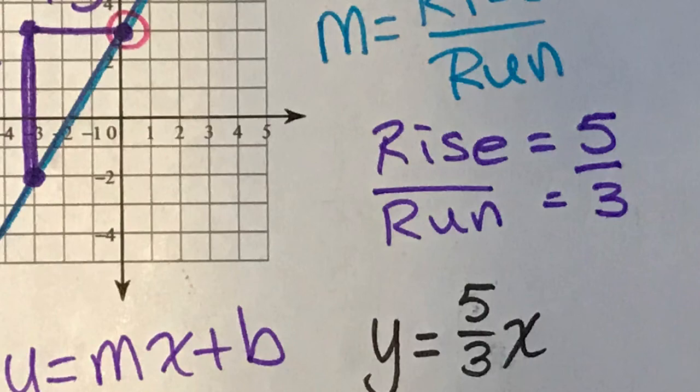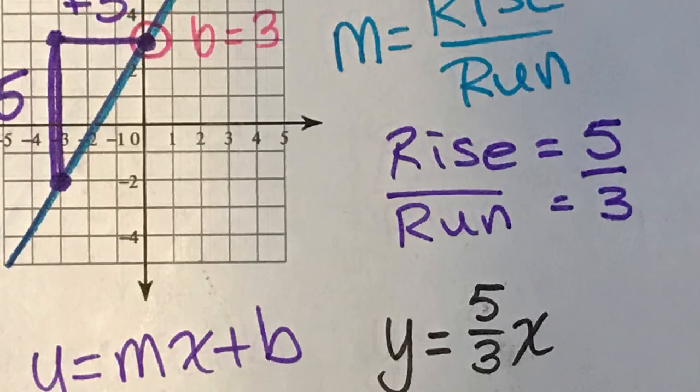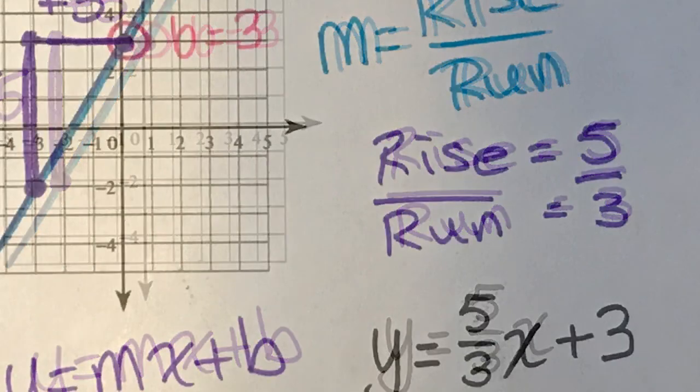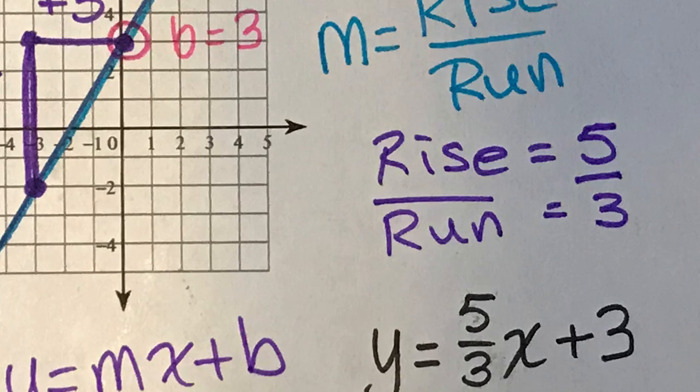Now, once again, we find crossy crossy. Where does our line cross the y-axis? In this case, it's at 3. So b equals 3. And we represent that with a positive 3.